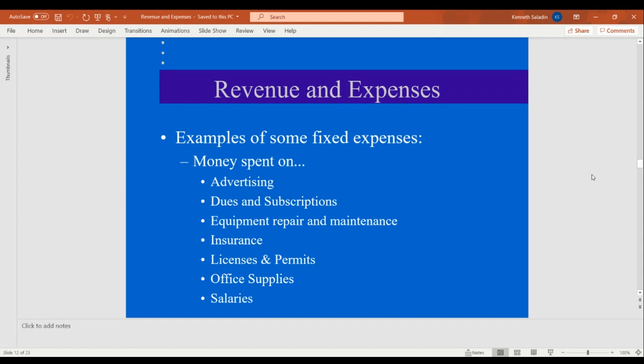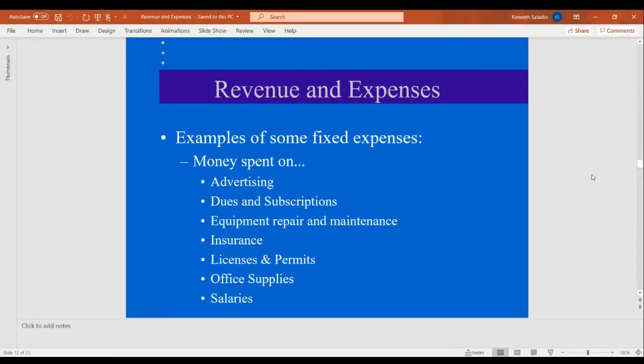Equipment repair and maintenance would also generally be considered a fixed expense. Now, something like equipment repair and maintenance might have a variable component to it. You could look at it this way. You could think, well, the bigger the job, the more I have to use my equipment, and the more repairs and maintenance there's going to be on that equipment. So some of these fixed expenses do have a variable aspect to them, but generally something like equipment repair and maintenance would be considered a fixed expense by most companies.